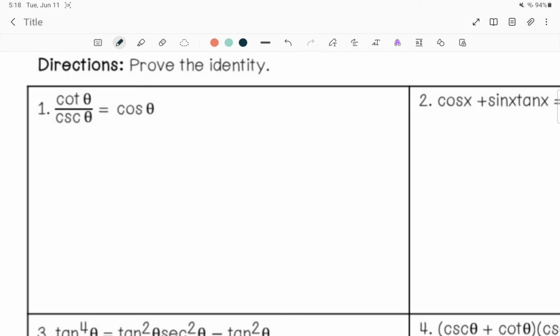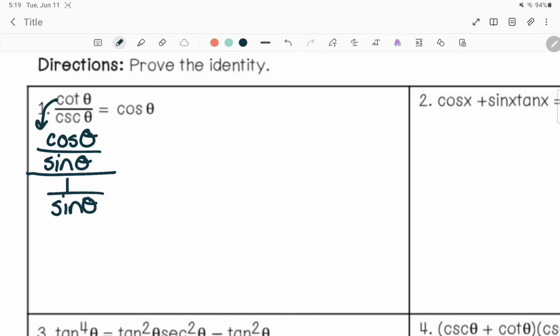So using the quotient identities for cotangent, I can say that cotangent theta is the same thing as cosine theta over sine theta. All right, so that was in place of cotangent. Then we have divided by cosecant theta, which if I use my reciprocal identities, I know that cosecant theta is the same thing as 1 over sine theta. And I know, given the problem, that that's all equal to cosine theta.